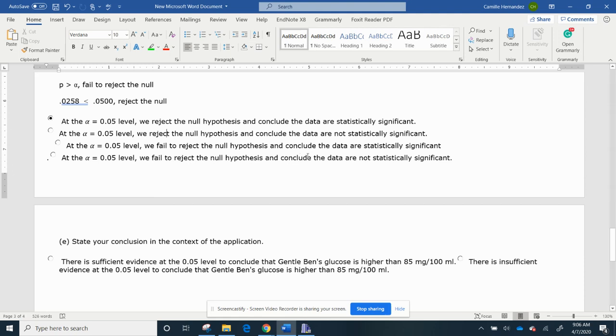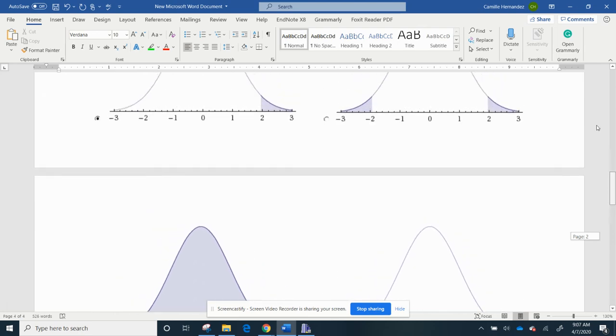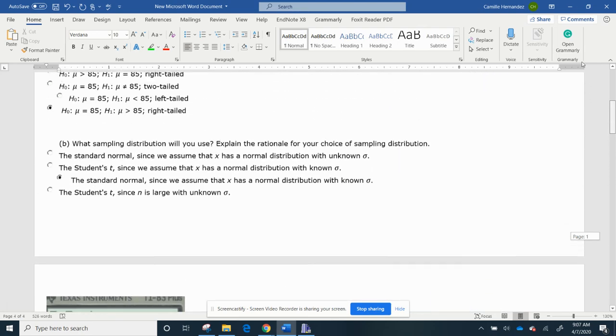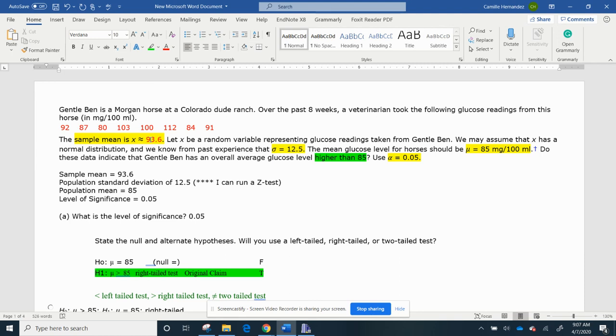All right, so here I am. I've got to figure out how I'm going to conclude this. Let me put it here. Let's go back up and talk about it. I told you I supported it. I told you my original claim was true. So that means, yes, his blood sugar is higher than 85. And if you look at the sample mean, you can see that it actually is, but you can't always go by that because of the population standard deviation. Remember, population standard deviation tells you how spread out your data is. I hope that helped.